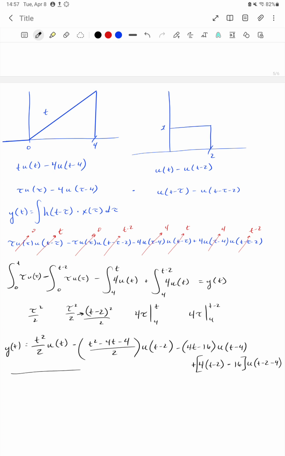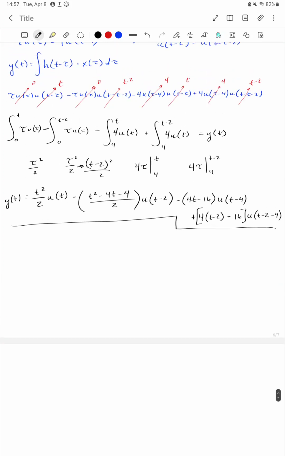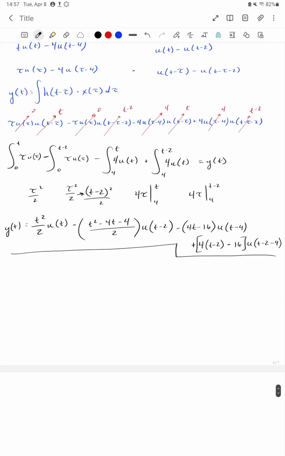This is that function. I would probably recommend following through on some of the constants and such to make your life easier. Yeah, you know what? Let's just do that to try to make our lives a little bit easier. So you've got a t squared over 2 u of t. This can be left alone. So it's going to be minus t squared minus 4t minus 4 over 2 u of t minus 2.